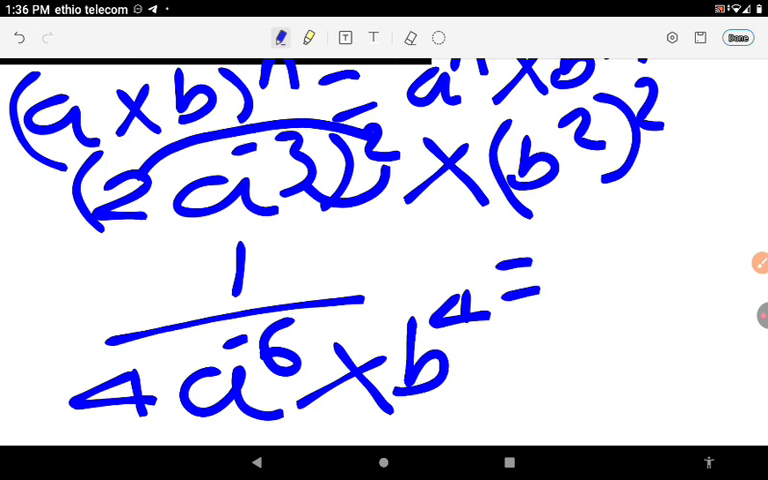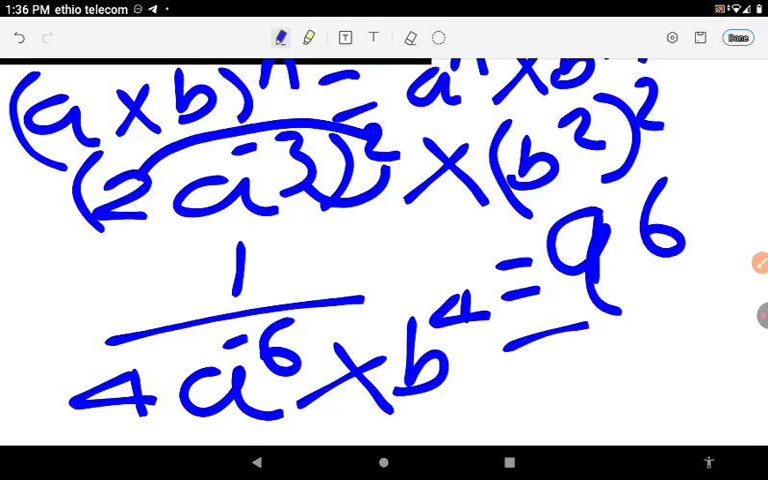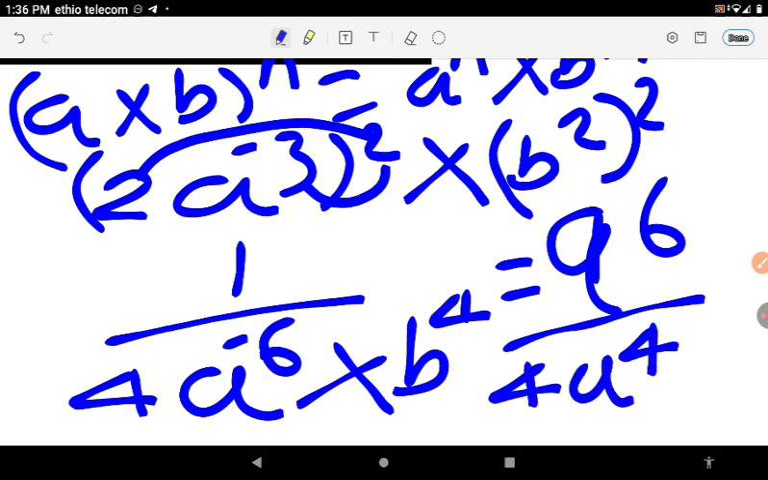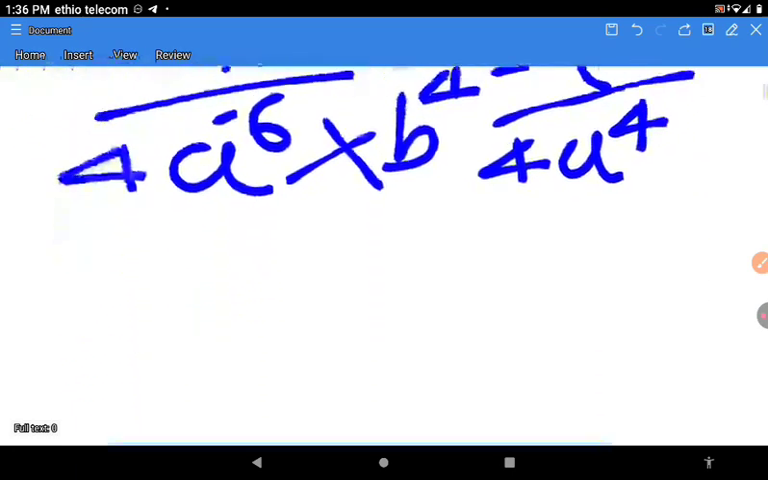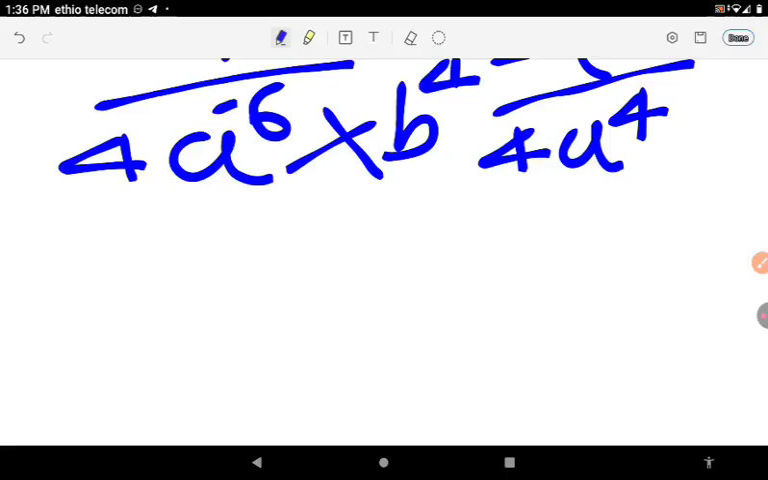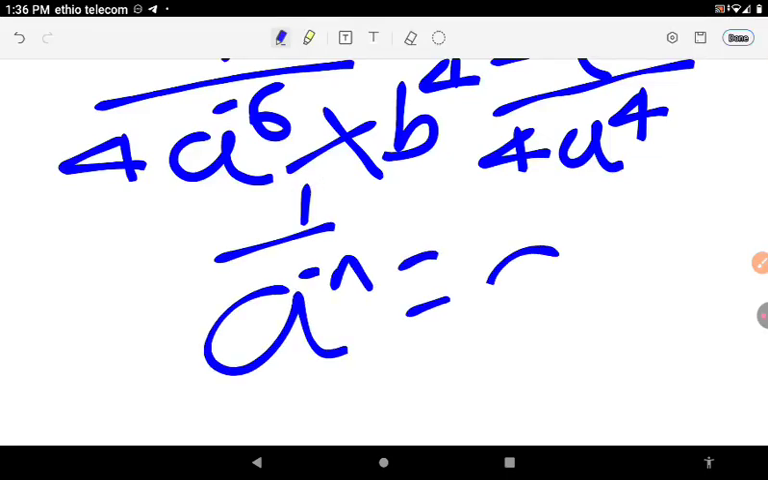Which equals 1 over a to the power of negative 6, which means 1 over a to the power of positive 6, over 4 a to the power of 4. The simplest form of our equation. A to the power of negative 6 means 1 over a to the power of positive 6, because 1 over a to the negative n equals a to the power of positive n.